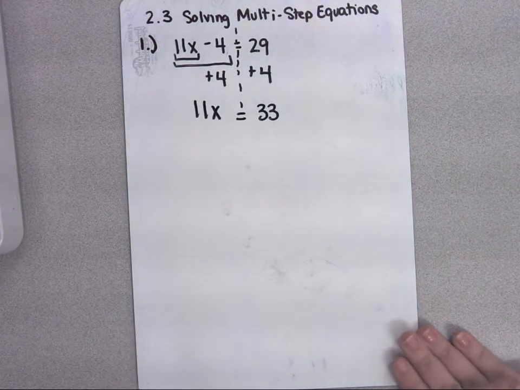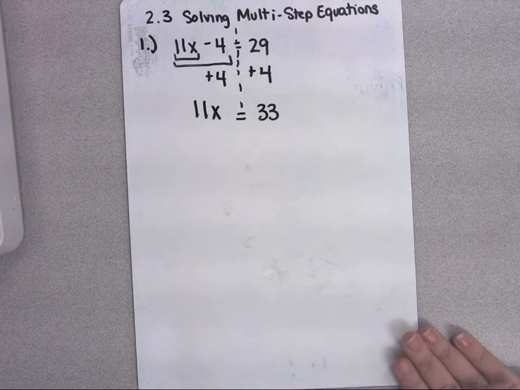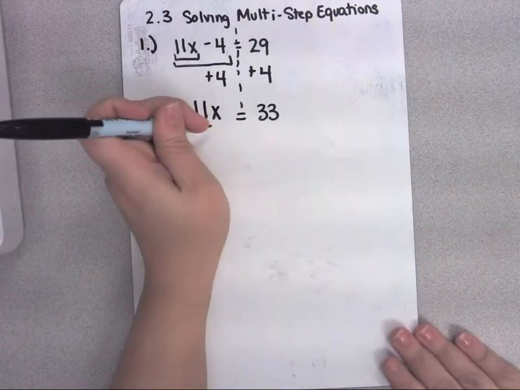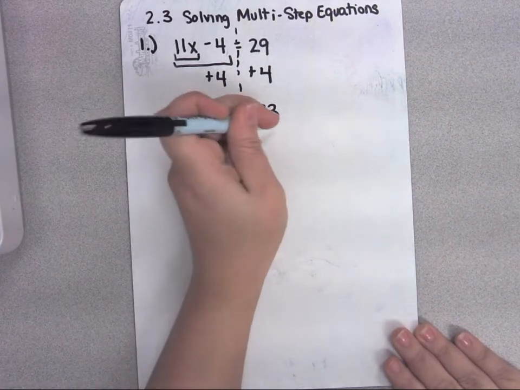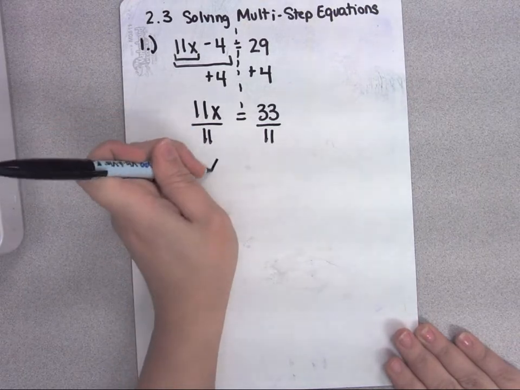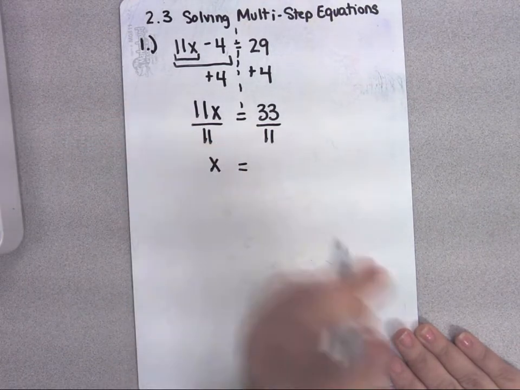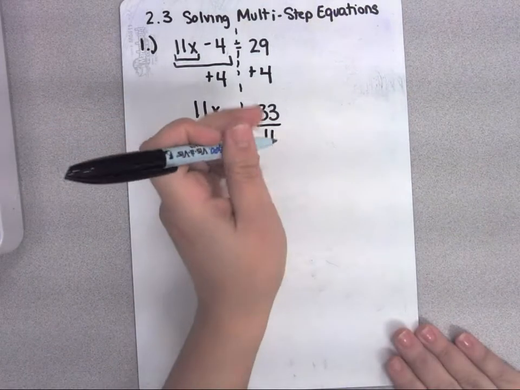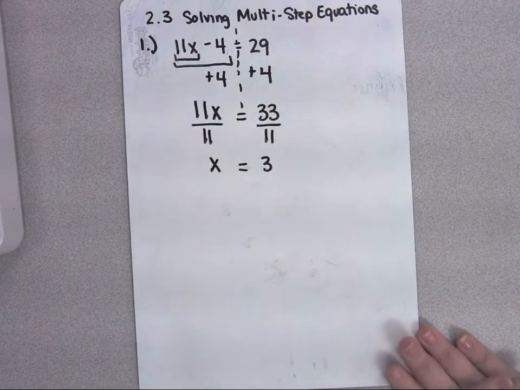Now this is a one-step equation. It says 11x. What operation is that? Multiplication. How do we get rid of multiplication? Division. So we're going to divide both sides by 11. Anything divided by itself is 1. We're left with x. What is 33 divided by 11? The answer is 3.